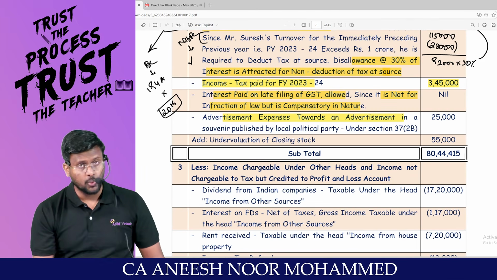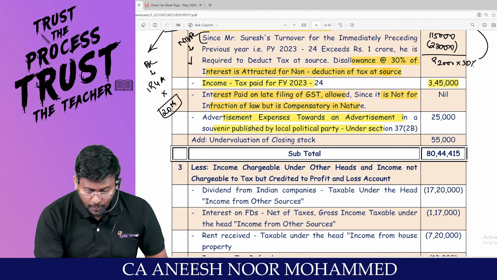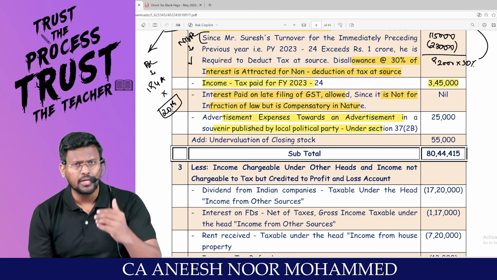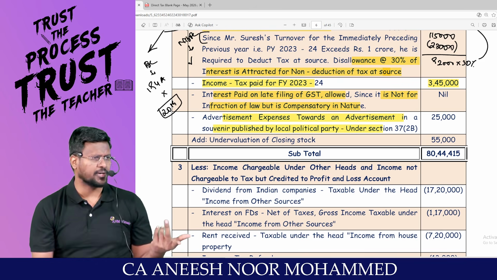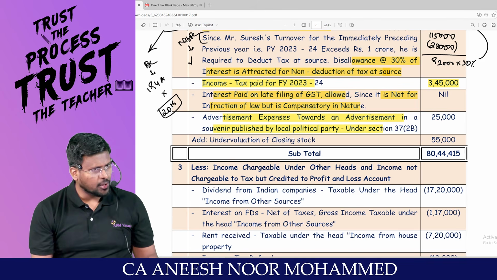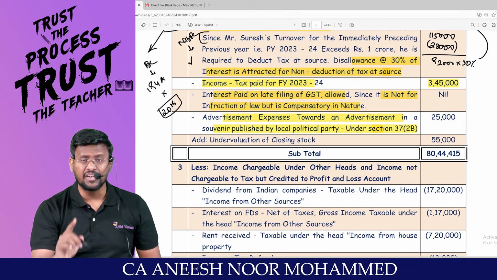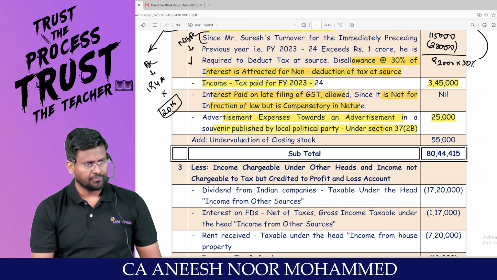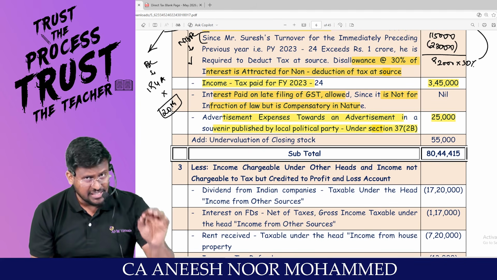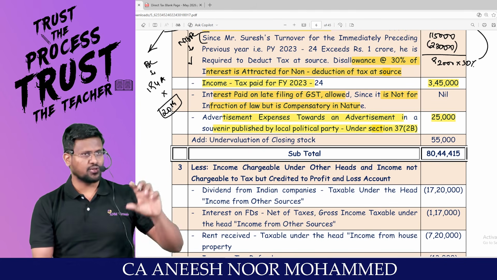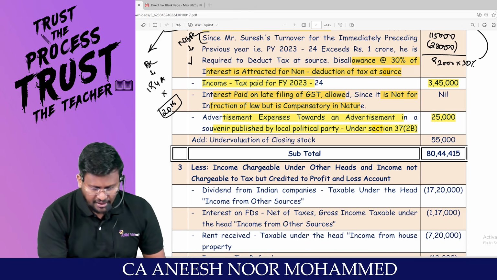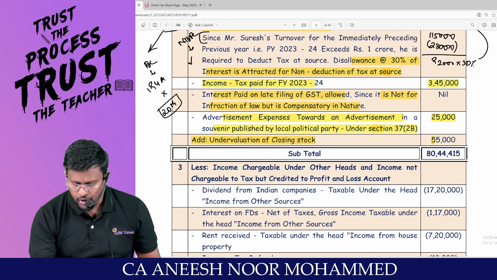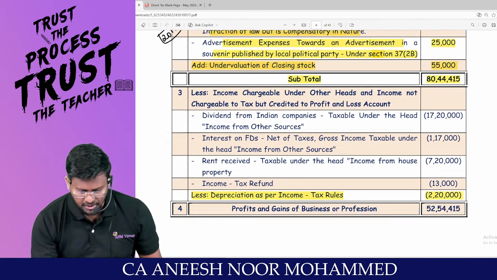Advertisement expense, an advertisement in a souvenir published by a political party. First of all, as a businessman, contributing to a political party is not a business expenditure. So it should not be debited to P&L account. So as per section 37(2B), it should be added back. First you have to add back. And there is a specific standalone adjustment which has not directly affected the P&L, which is the undervaluation of the what? Closing stock. Already I have explained the logic. This should be added back. You will be getting a subtotal of this much amount.